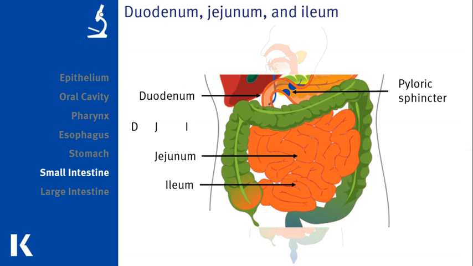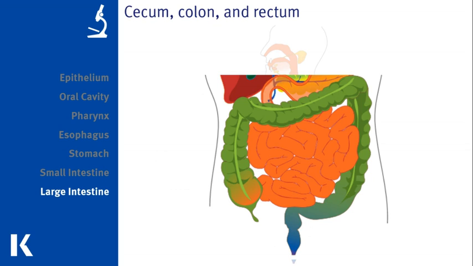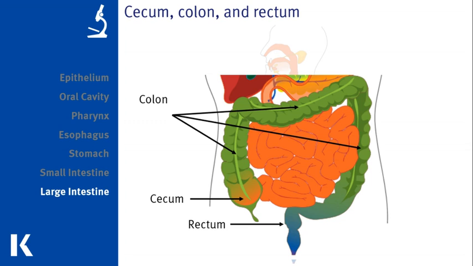The small intestine is quite long, around 6 meters, and features villi and microvilli to increase the surface area and aid in absorption. The large intestine is larger than the small intestine in terms of diameter. However, it is only 1.5 meters long and therefore shorter than the small intestine in overall length. It is primarily involved in water absorption and is divided into 3 segments: the cecum, the colon, and the rectum.